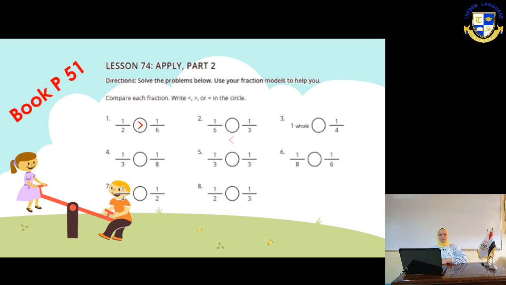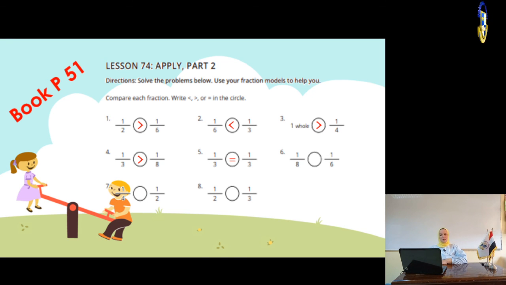In number 2, we have 6 and third. Which is bigger? It will be third. Number 3, we have 1 whole and a fourth. Remember that the fraction is a part of the 1. So I'm going to compare all of the 1 and the part from the 1. Which is bigger? Of course, it will be the whole 1. Number 4, we have third and eighth. So third is bigger than eighth. Number 5, we have third and third. So it will be equal.